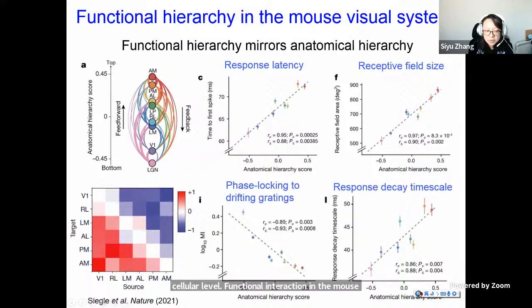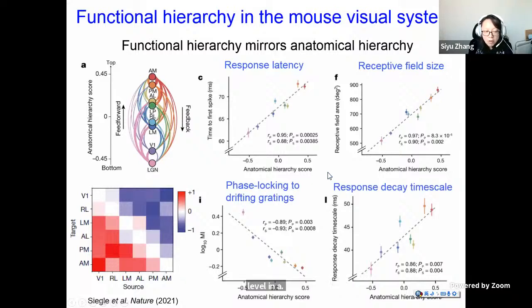And they immediately tested the cellular level functional interaction in the mouse visual system across the anatomical hierarchy. Using Neuropixels probes, they simultaneously recorded neuronal spikes in 6 cortical and 2 thalamic visual areas in the mouse brain responding to visual stimuli. They found that the visual stimulation generated a strong bottom-up wave of activity propagating up the anatomical hierarchy. Wave-1 neurons lead the activity and AM follows other regions, indicating that wave 1 is at the lowest level and AM is at the highest level of hierarchy.